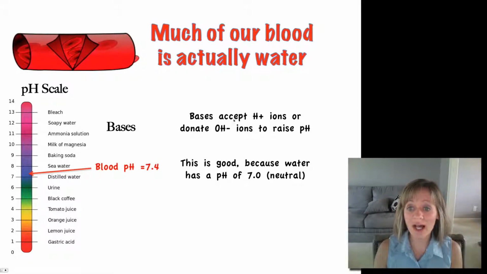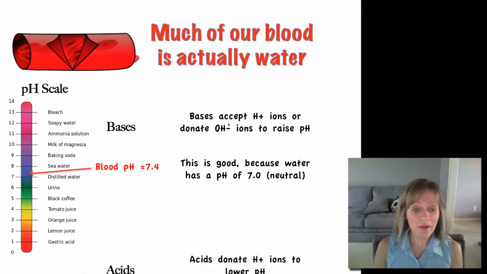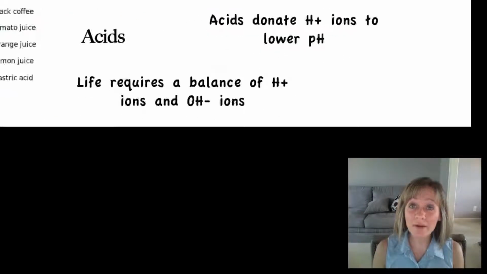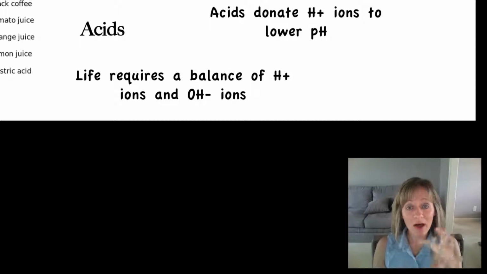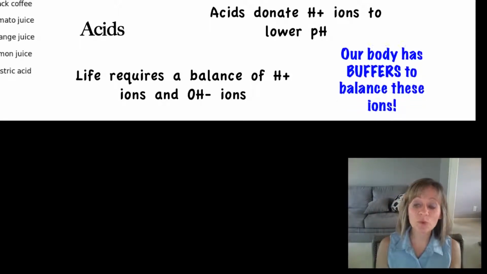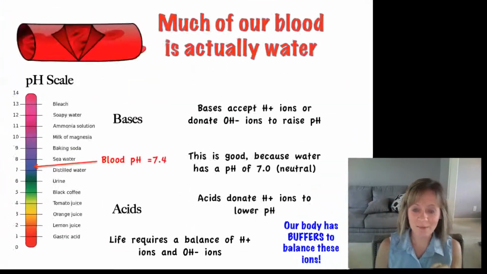So this is called a hydroxide ion. And on the other end of the pH scale, we have acids. So this is between 0 and up to 7 are acids. And acids donate hydrogen ions, and they're going to lower pH, lower towards the 1-2 end of the pH scale. Now, why are we talking about the pH scale? Well, life requires a very delicate balance of hydrogen ions and hydroxide ions. And our body has something really cool called buffers that are going to balance these ions out. And you're going to learn more about buffers with your homework assignment.